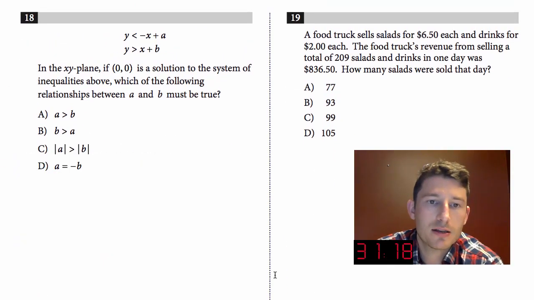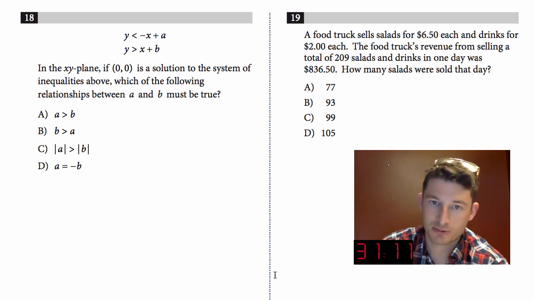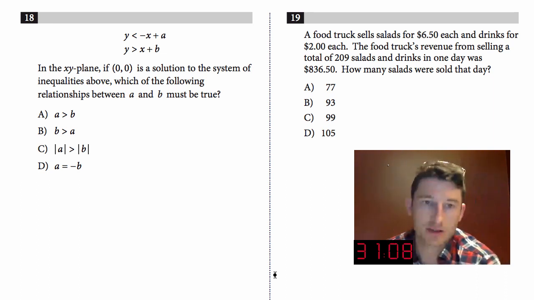All right, number 18. In the xy plane, if 0, 0 is a solution to the system of inequalities above, which of the following relationships between A and B must be true? Well, I just look at this. I'm like, all right, cool.